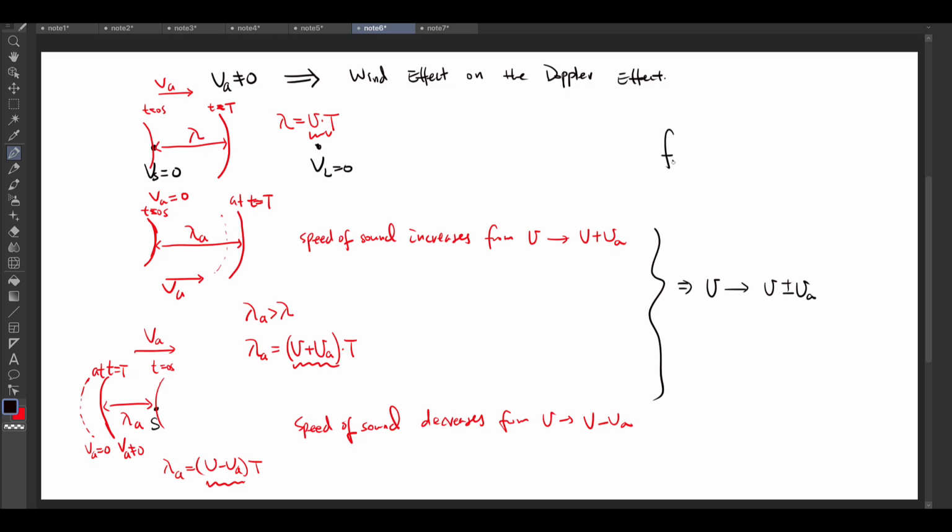So finally, the Doppler effect. The listener hears, let's call this v plus or minus Va the new sound speed, and then plus or minus v listener, divided by v plus or minus Va, plus or minus v source, and then multiplied by f source, the source frequency. That gives us the effect of the source moving, the listener moving, and also the wind blowing. So the three velocity effects are summarized in this equation here.